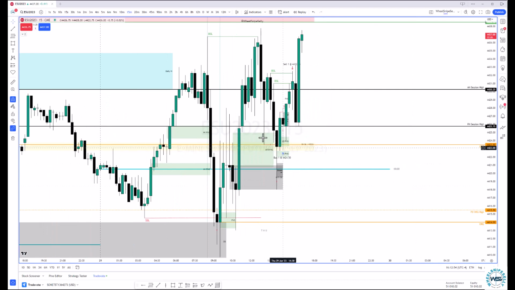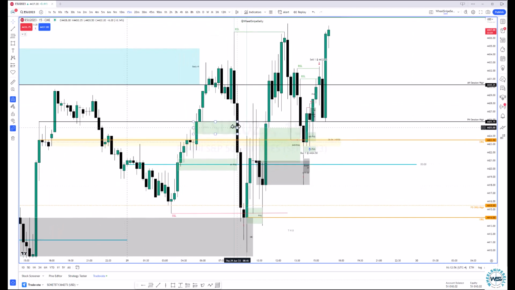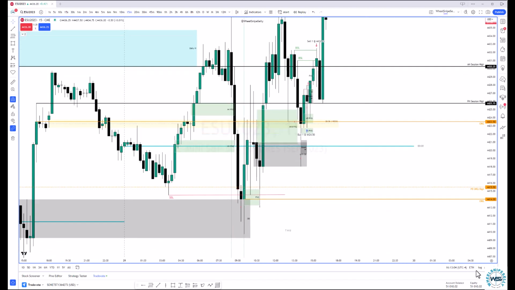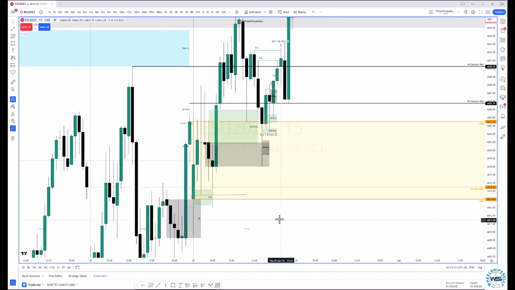So 15-minute here, coming into the day, I had an hourly fair value gap, 2 of them noted here. Just wanted to see what the reaction would be. We end up coming down and taking out London's low. So let me flip to the regular trading hours.